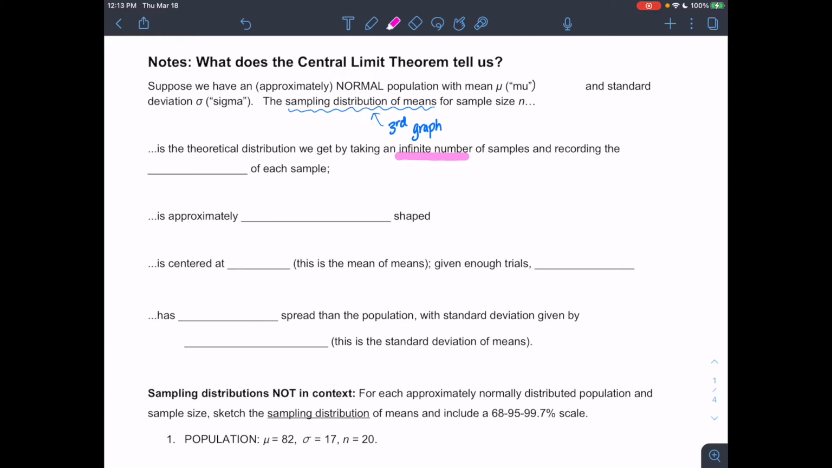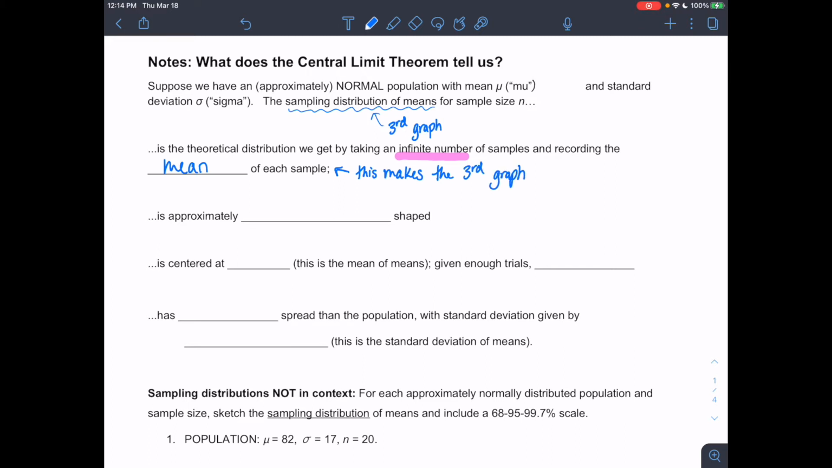Then we maybe clicked the 5 button. Then we clicked the 10,000 button or the 100,000 button. So we didn't quite get infinite, but we got a very large number of samples. And with each sample, we collected, let's say, n equals 10 data points, and we recorded that mean. So now we have, let's say, 100,000 means recorded, and that's what makes the blue graph. So the thing that we were recording, in this case, was the mean of each sample. And that's what makes this third graph.